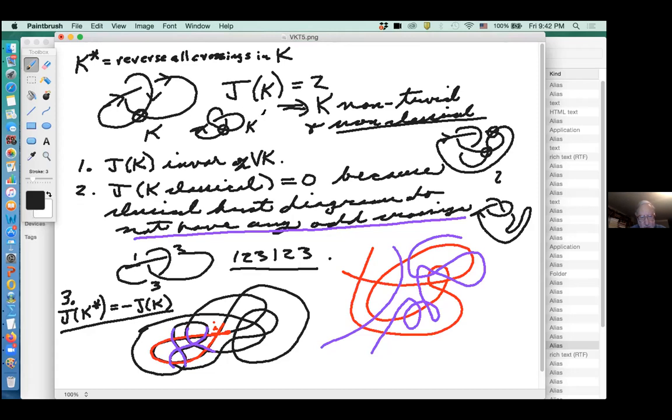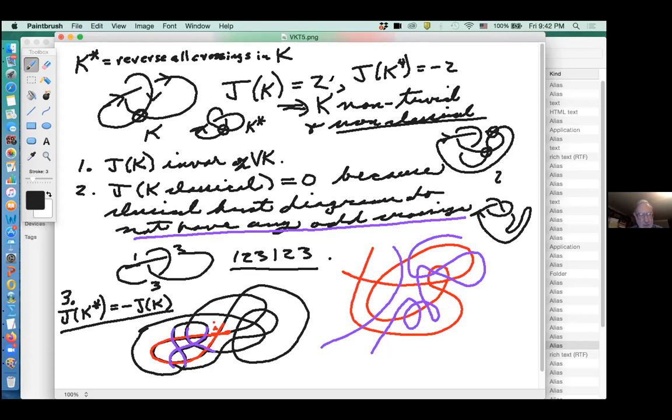Of course, the switch of a virtual crossing is the same virtual crossing. And we have that J of K star is minus 2. So whenever you have somebody with non-zero odd writhe, it's distinct from its mirror image. So this means we easily understand many, many virtual knots are inequivalent to their mirror images with this very simple invariant. And the property of parity is quite particular to virtual knots.